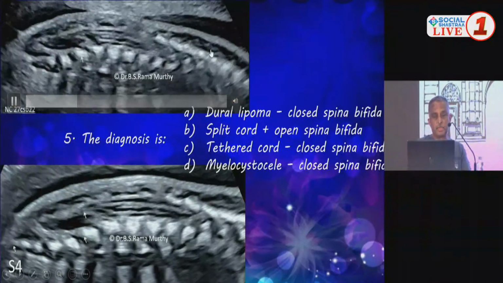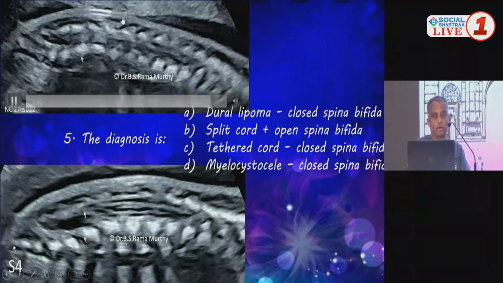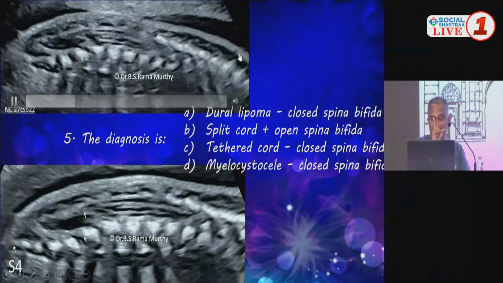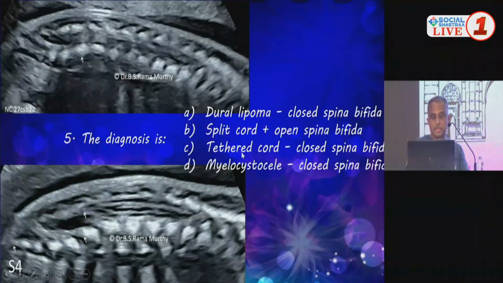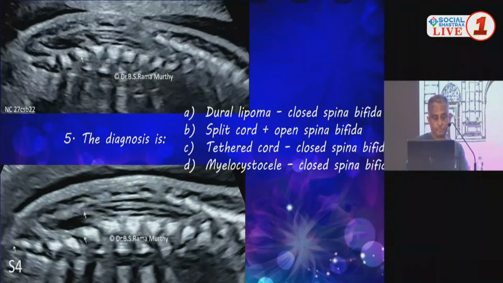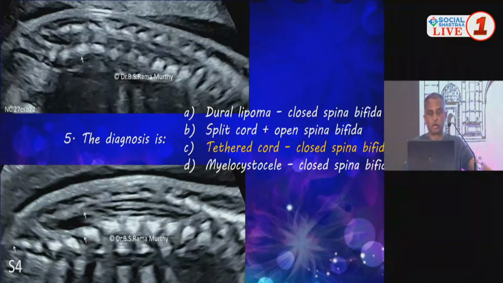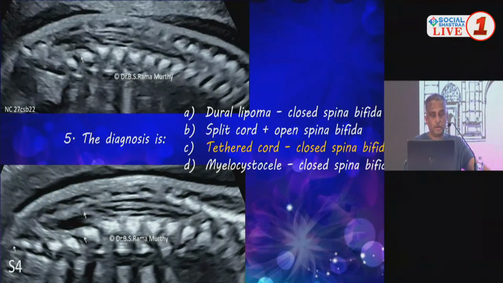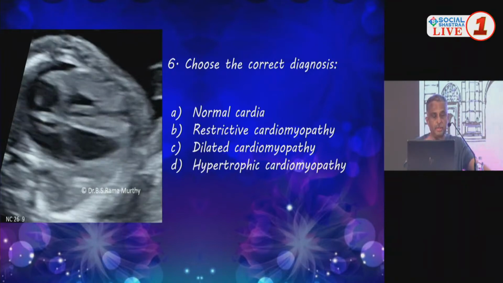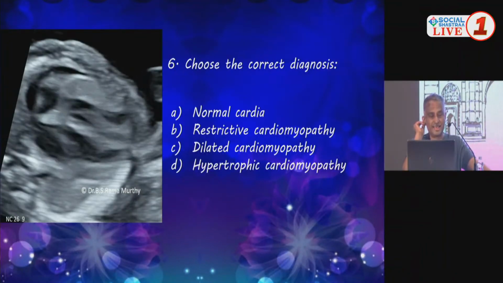You can see the skin continuity all along. It is not an open spina bifida, so the right choice is tethered cord and closed spina bifida. Right? So that's the right answer, tethered cord, closed spina bifida. Then we are halfway through. Let's move on to the next question, 6.